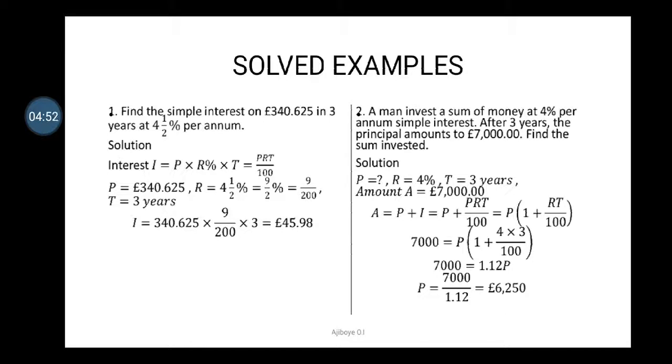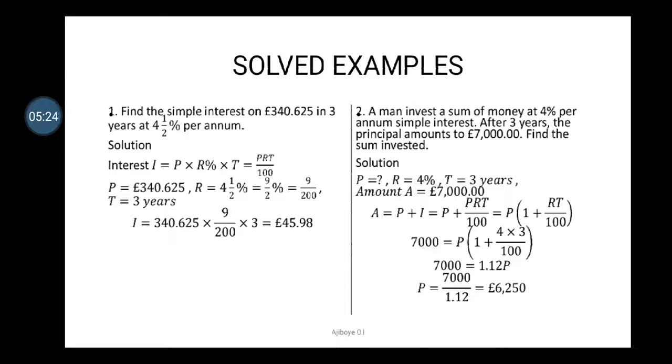4.5% per annum. We have been given the principal, which is the amount the person invested or deposited, and that is £340.625. The rate is 4.5%, which when converted will give us 9/200. 9/200 is the rate, and the time duration is 3 years.